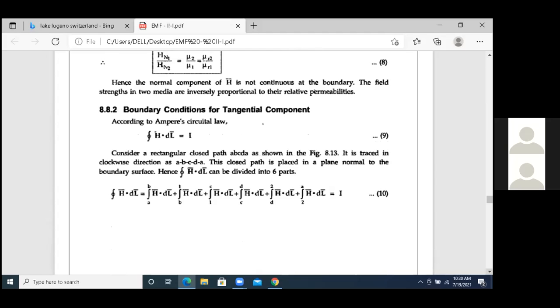Now let us look at the tangential component. From Ampere's circuit law, the integral around the closed loop of H dot dl equals I.